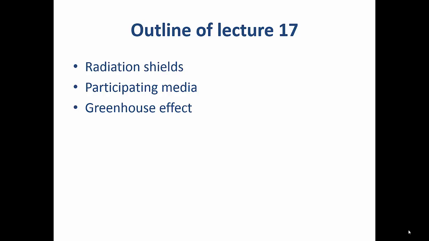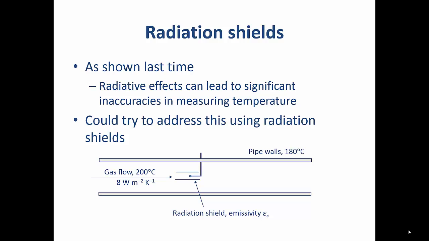What I want to do today is say something about radiation shields, a little bit about participating media and the greenhouse effect, and that will essentially conclude the material that I'm going to cover on heat transfer. Now, as I showed last time, radiative exchange can lead to significant inaccuracies in measuring temperature. So one way we could try to address this would be by using a radiation shield.